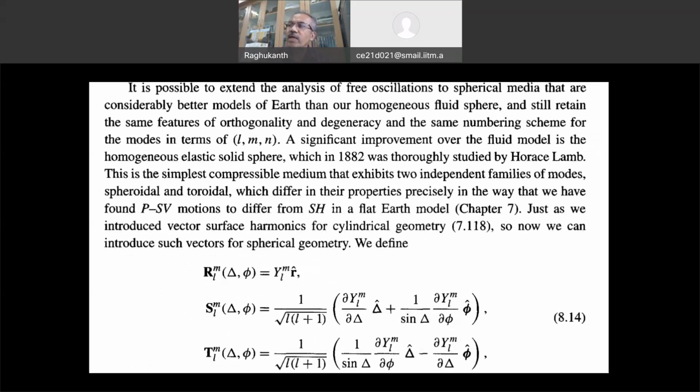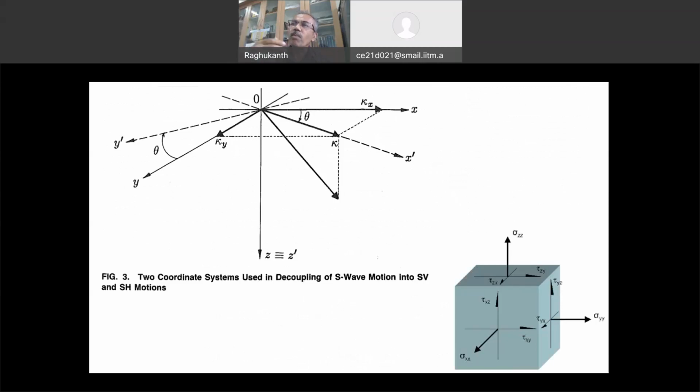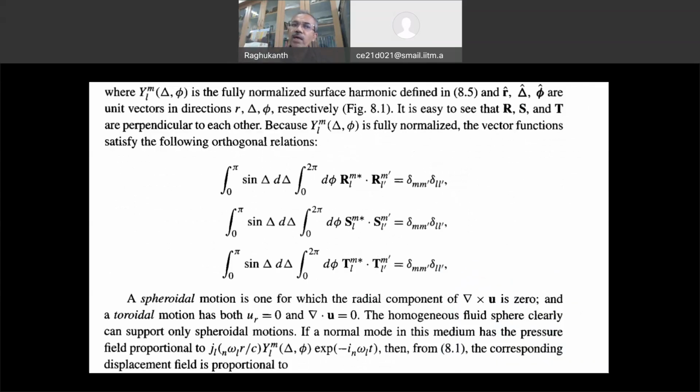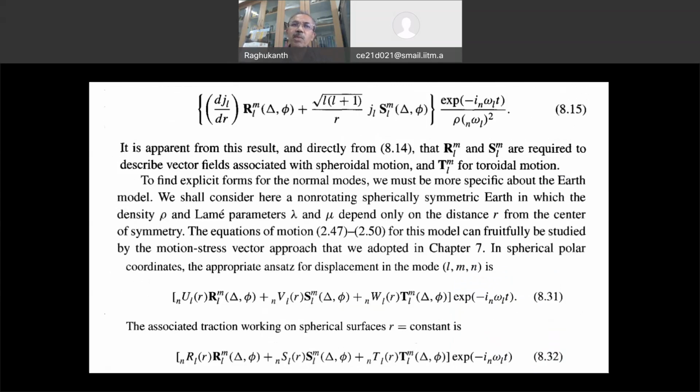Vectors come in because now you also have the shear stress, so everything becomes vectorial. So spherical vector harmonics come into the picture, R, S, and T, and others. Another most important thing we said was that in a 3D cell, you can split the problem into two 2D problems: vertical, longitudinal, then the transverse component, SV, PSV. In a sphere, we call these spheroidal and toroidal modes. So this is how we write the displacement field.